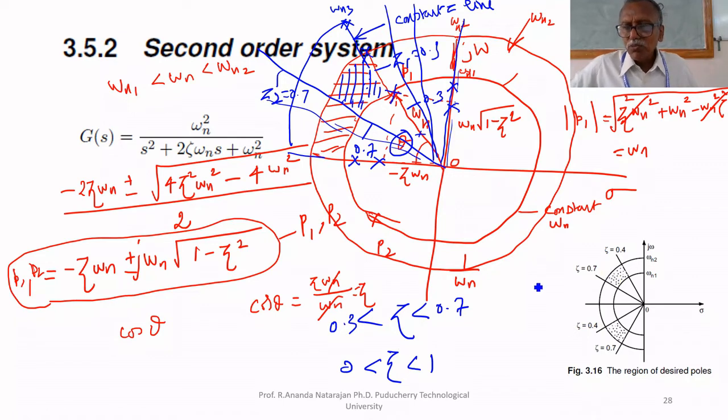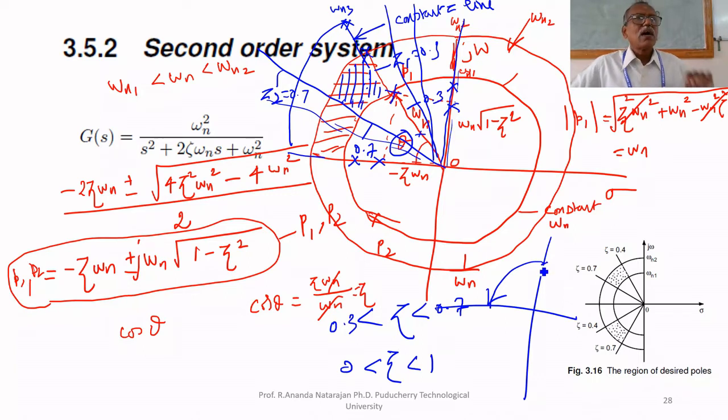So the theta is moving like this. If it is here, sustained oscillation. If it moves away, oscillation reduces. If it approaches the real axis, no oscillation.